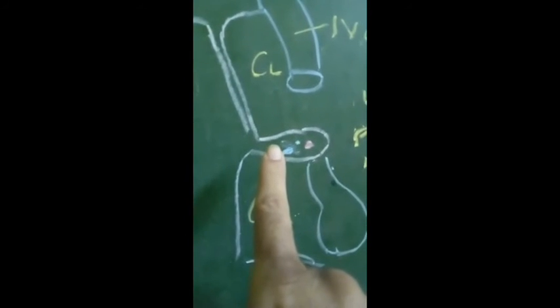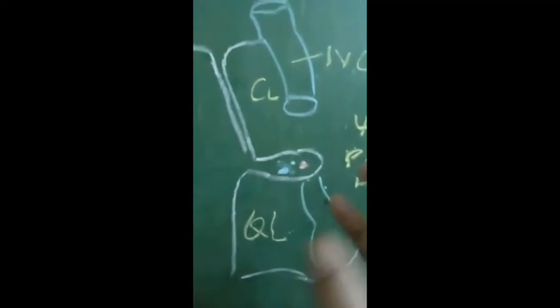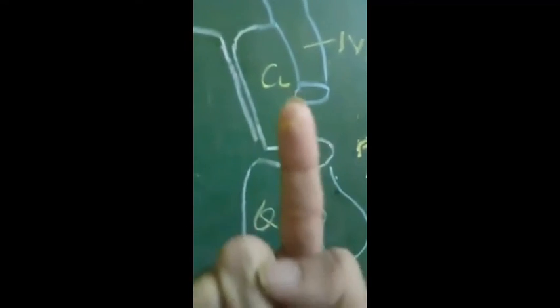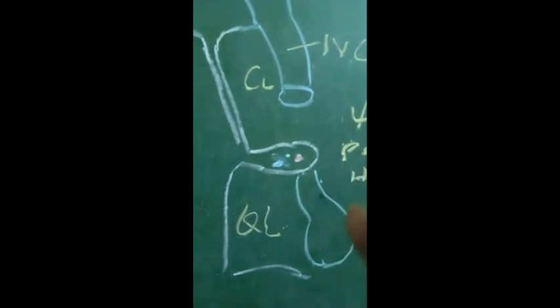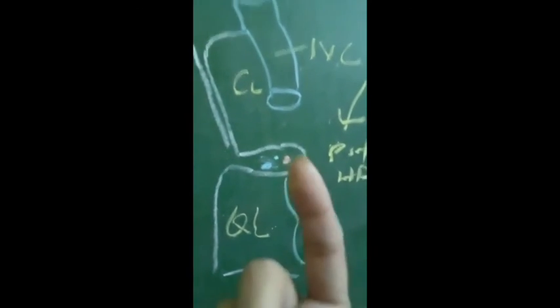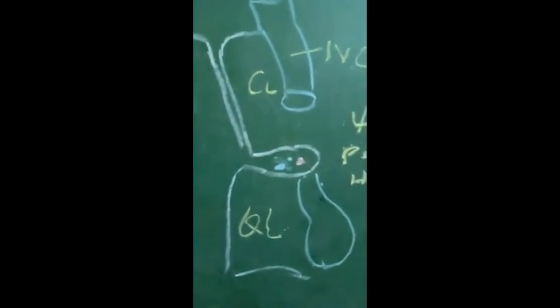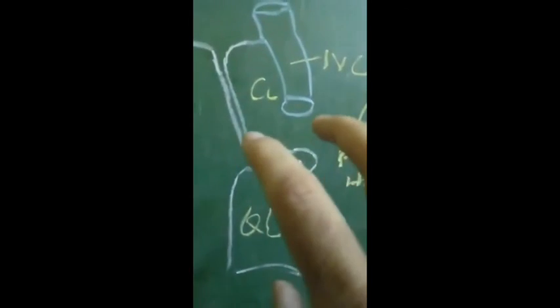Again, porta hepatis, look here, and the gallbladder. And along with the gallbladder, they can ask certain questions. Rarely they may ask the development of the liver. Just remember one word, at least one word, that is hepatic diverticulum. That is from the endoderm of the foregut. Hepatic diverticulum, from the endoderm of the foregut. Of course, we shall cover development in detail in our offline lecture.